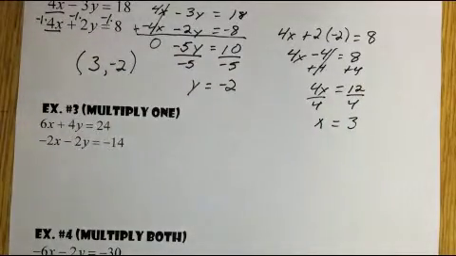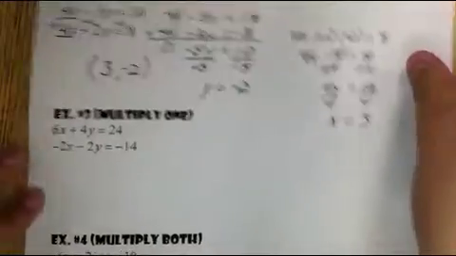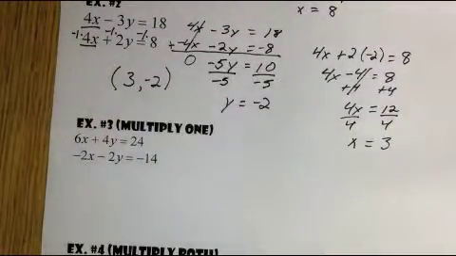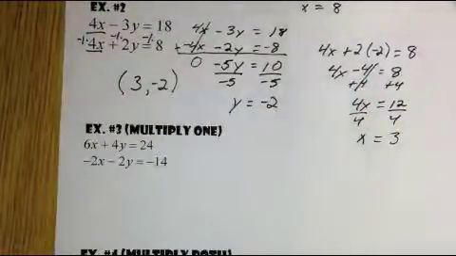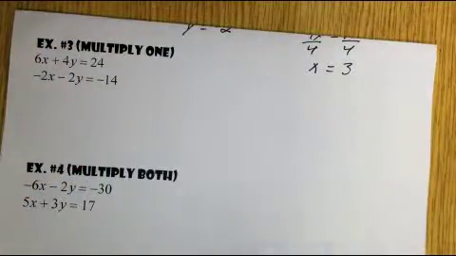All right, moving on. Got 2 more examples, a little bit harder. Okay, this is where we're going to need to multiply by some type of number so that we can match up our numbers. So let's take a look. Hold on, give me 1 second. All right, let's take a look.